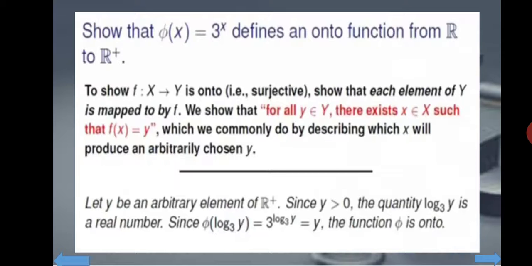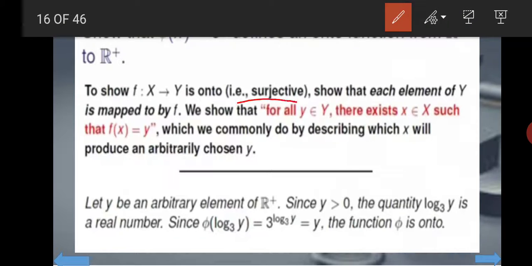Next, to show that the function f from X to Y is an onto function, or a surjective function, we're going to show that each element of Y is mapped to by f. We show that for all y an element of Y, there exists x an element of X such that f of x is equal to y, which is commonly done by describing which x will produce an arbitrarily chosen y.